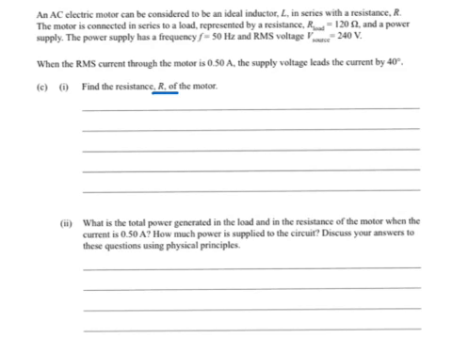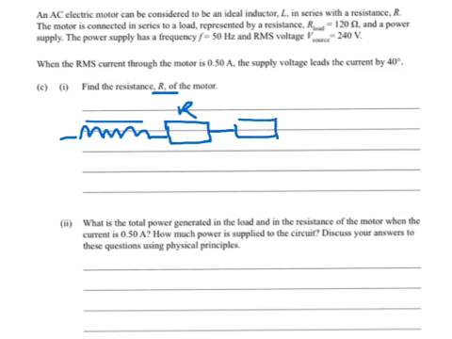So let's draw the diagram. The AC electric motor can be considered to be an ideal inductor. So where's our inductor? There we go, in series with a resistance R. Okay, so that's our motor. It's connected in series to a load resistance, R load, which we know is 120 ohms.